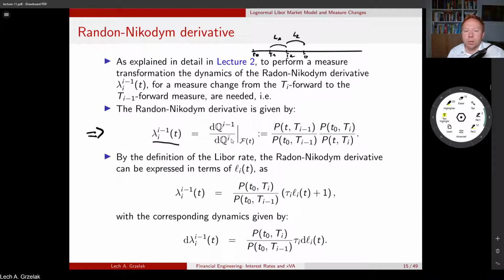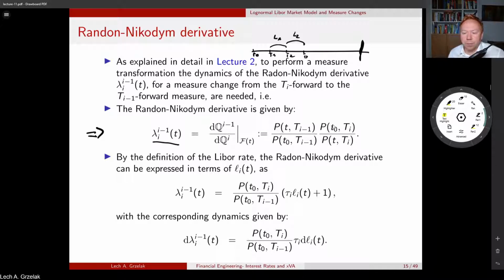Later we have to generalize that to any measure. So for example, you may have a first Libor under the terminal measure. This means that you have the relation of this Libor to all the Libors in the future until the terminal point of our simulation grid. Okay, so let's go back here to the measure transformation.